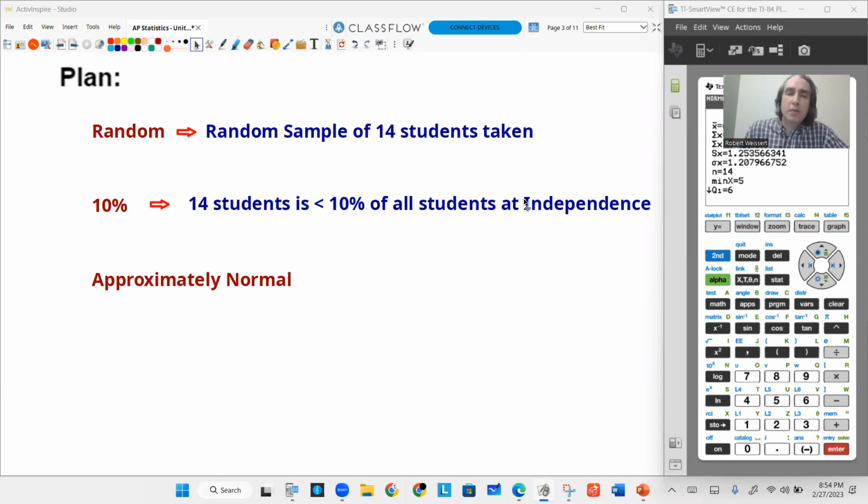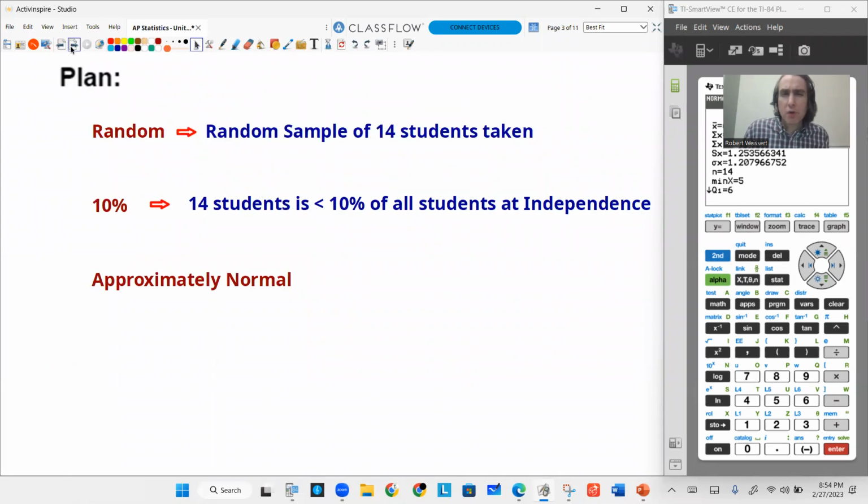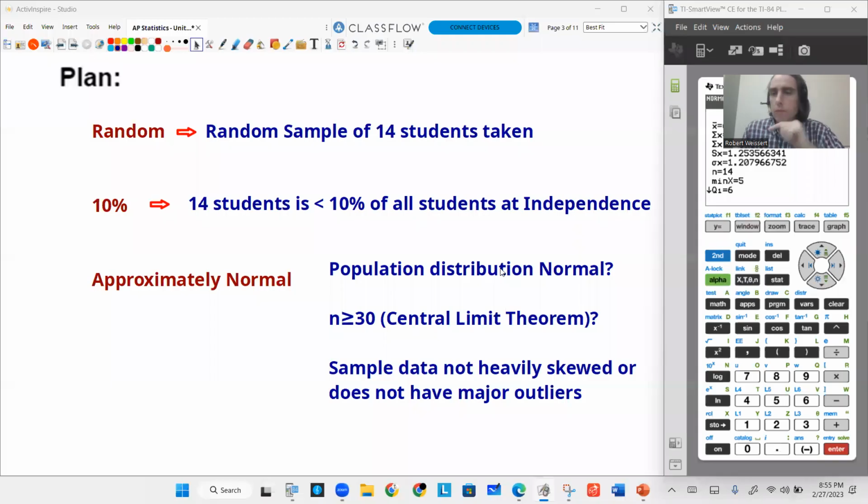But as far as the approximately normal condition goes, we aren't told anywhere in this problem that sleep is normally distributed. We're not given that information, nor is our sample size big enough to really meet the central limit theorem. Remember, with approximately normal, we have three options. Either the population distribution is normal. Well, we have not met that condition, so we can cross that out here.